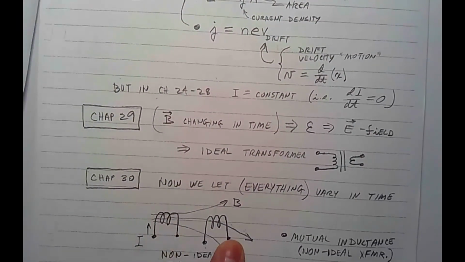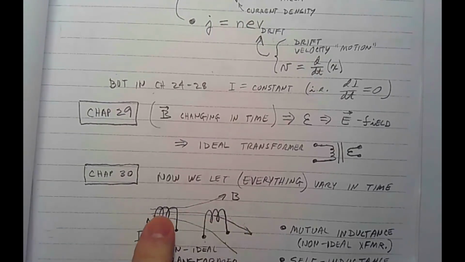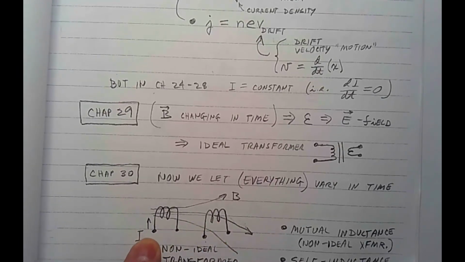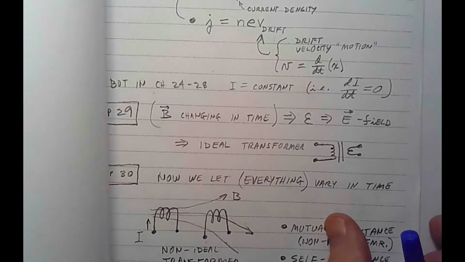Two coils separated in space, maybe coupled together with an iron core, maybe not. We generate a changing current in this coil that makes a changing B field in here that makes an EMF. So we want to know how much voltage appears here for a given current over here, and what properties it depends on.